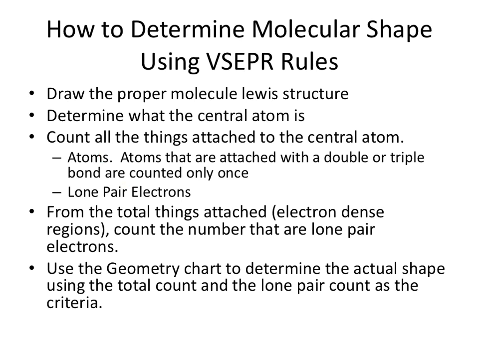From the total things attached, electron-dense regions, count the number that are lone pair electrons. Then we use the chart to determine the actual shape using the total count and the lone pair count as criteria. Fairly straightforward. The key is that you must be able to draw a molecular Lewis structure properly. So if you struggle with that still, you have to master that skill in order for all these other ones to work.